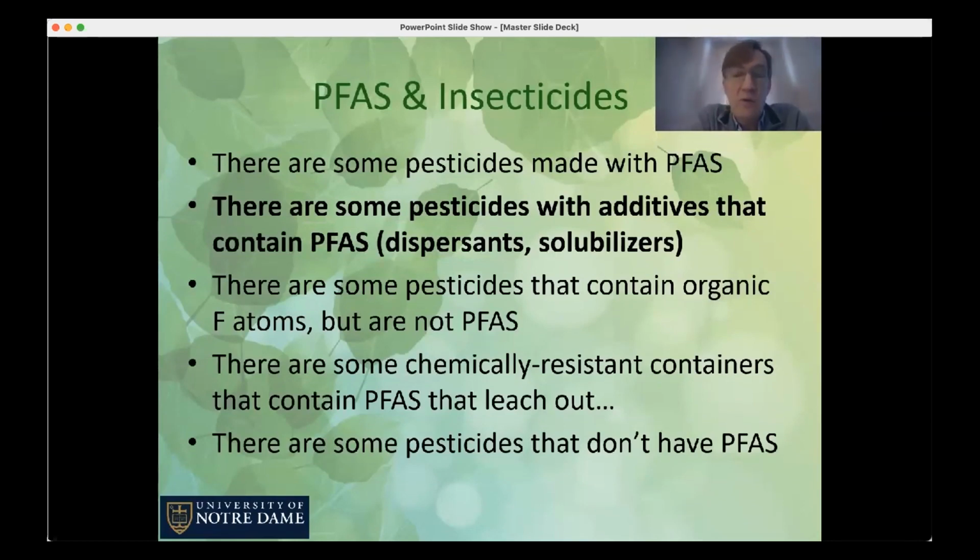And those, the best ones available, are the fluorinated ones. So somebody may have manufactured them with an extra agent. It wouldn't be the active ingredient, but there might be a few percent of these PFAS in as a dispersant or a solubilizer. That could be why a pesticide has PFAS in it.